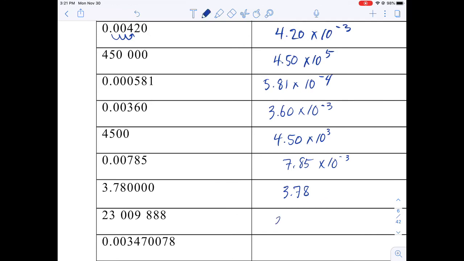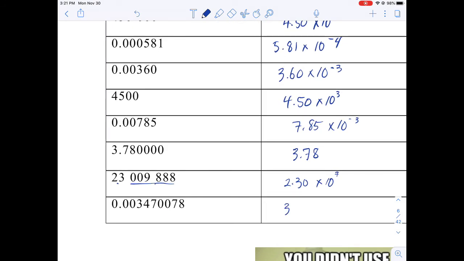Here we've got 2.30 times 10 to the, this is 3, 6, and one more is times 10 to the 7. Here we've got 3.47 times 10 to the 1, 2, 3 spots over, 10 to the negative 3.